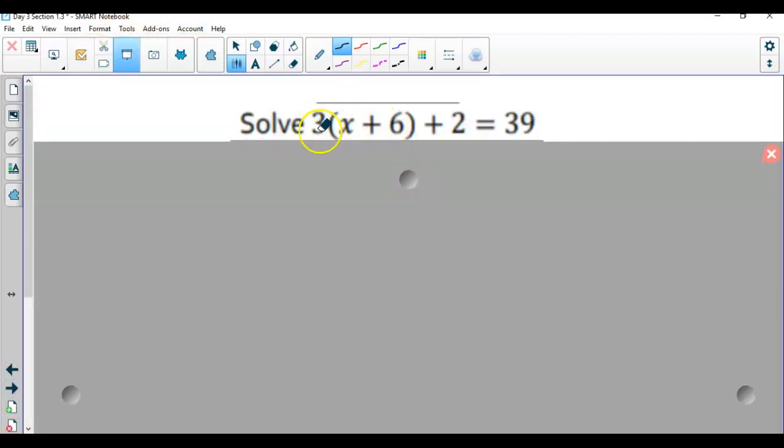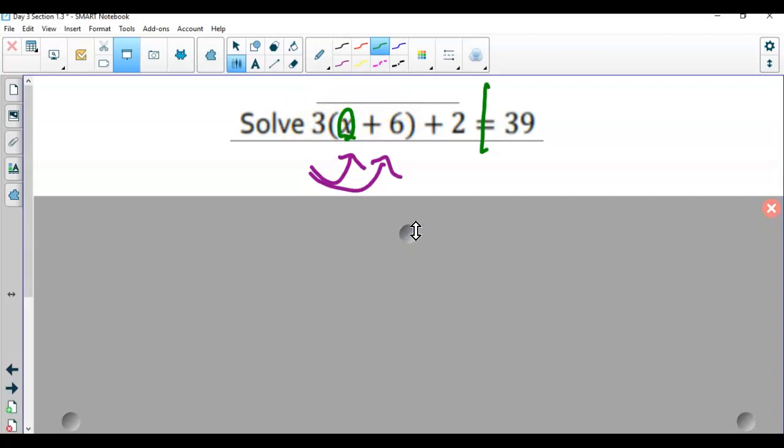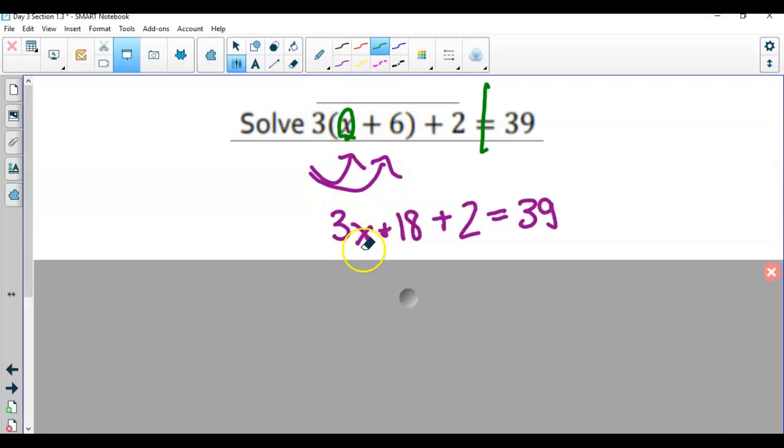Okay, we have 3 times the quantity of x plus 6, plus 2 is equal to 39. So again, I need this x by itself on the left side of the equal sign. But before I can start moving numbers over to the right side, I need to actually distribute this 3 first to the x and to the 6. When we distribute, we multiply. So 3 times x is 3x, 3 times 6 is 18. And make sure that you do not distribute it to the 2. That's a common mistake sometimes.